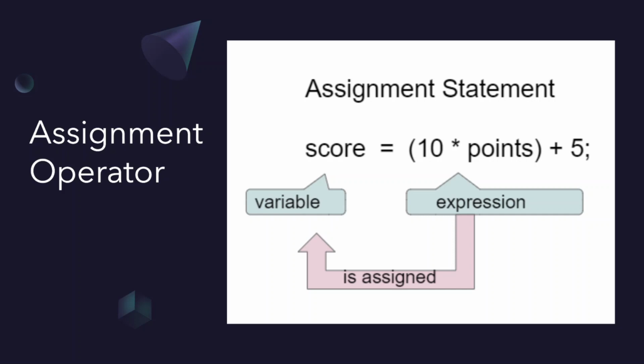Assignment statements initialize or change the values stored in a variable using the assignment operator, the equals sign. An assignment statement always has a single variable on the left-hand side. The value of the expression on the right-hand side of the equal sign is stored to the variable on the left-hand side.